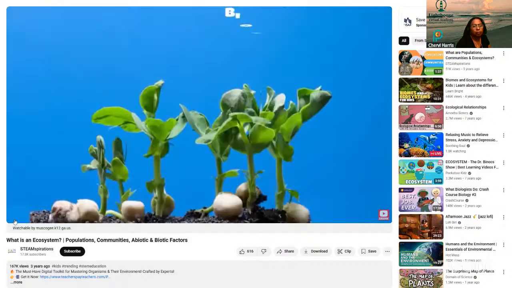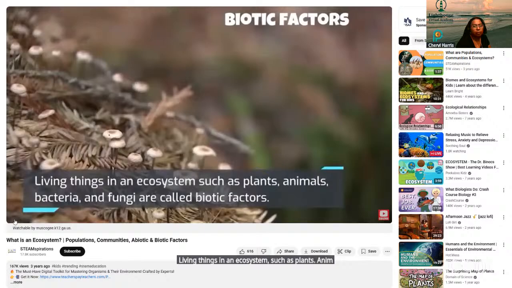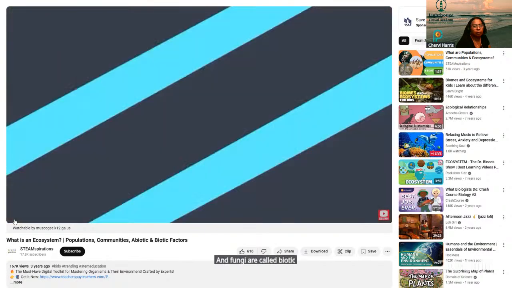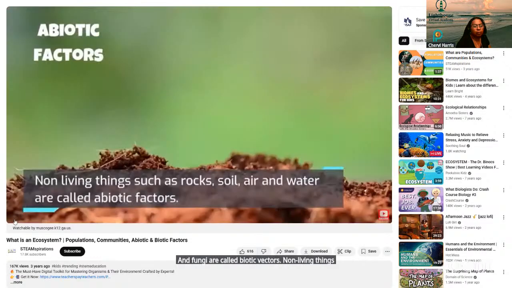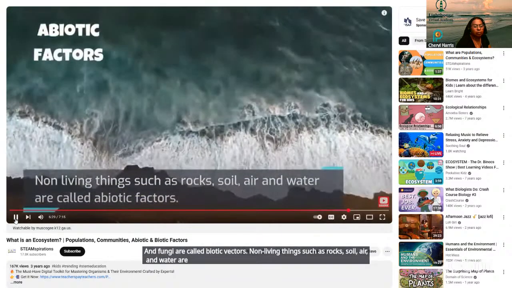Living things in an ecosystem, such as plants, animals, bacteria, and fungi, are called biotic factors. Non-living things such as rocks, soil, air, and water are called abiotic factors.